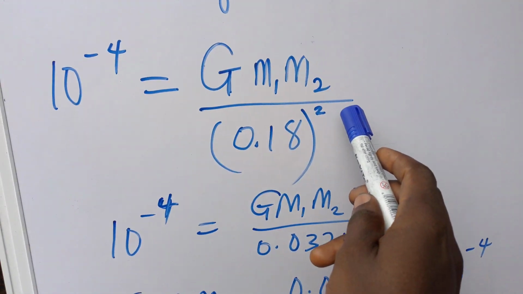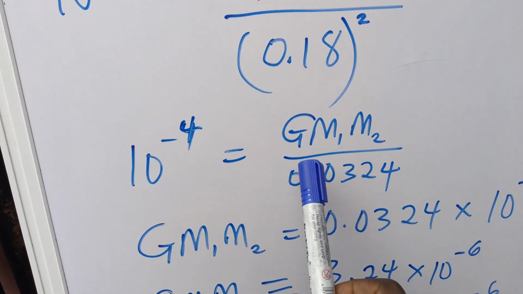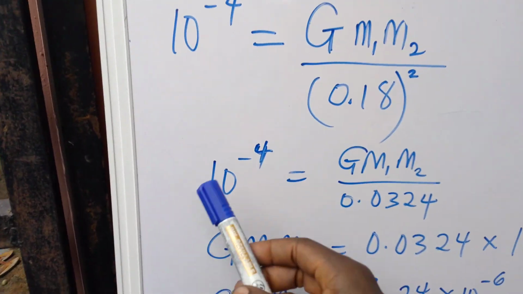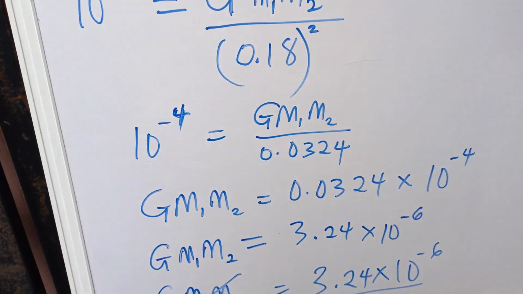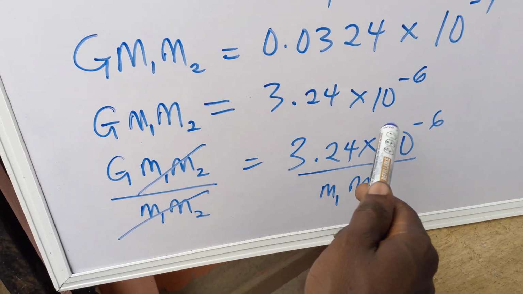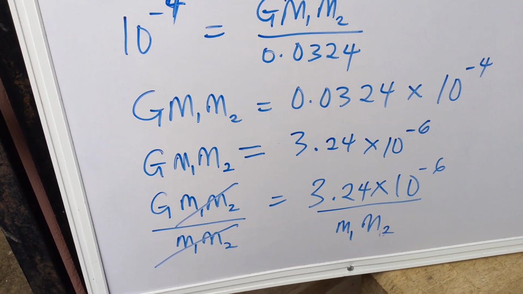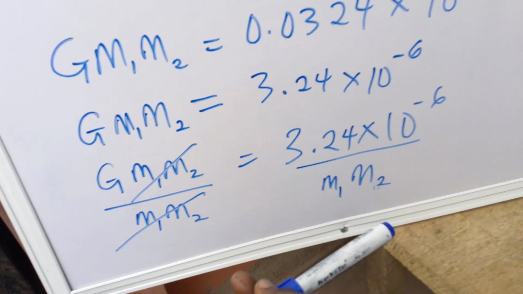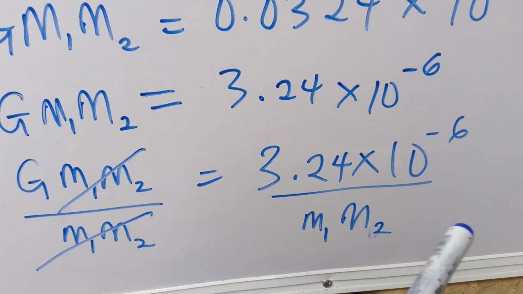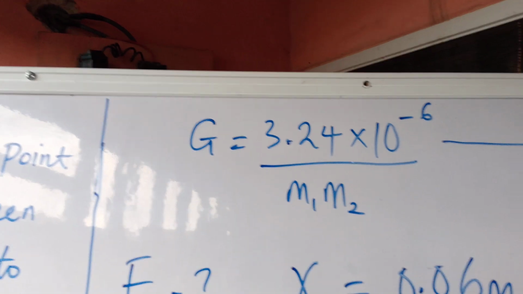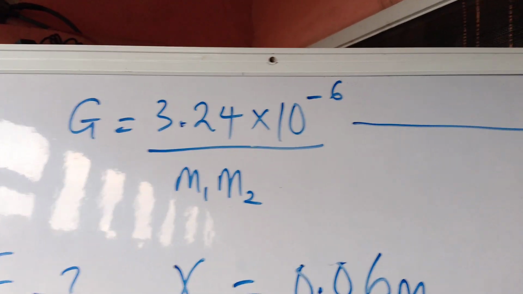Place it there, raised to the power of 2. 0.18 raised to the power of 2 is 0.0324. Then if I cross multiply, 10 raised to the power minus 4 times 0.0324 gives me 3.24 times 10 raised to the power minus 6. Okay, so I'll divide both sides by M1 M2. This will cancel out this, so G will be equal to 3.24 times 10 raised to the power minus 6 divided by M1 M2. So I've got my gravitational constant: G equals 3.24 times 10 raised to the power minus 6 over M1 M2.